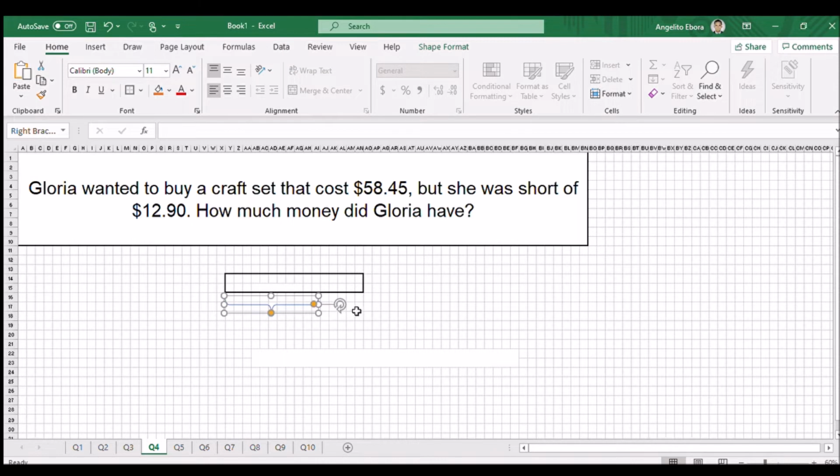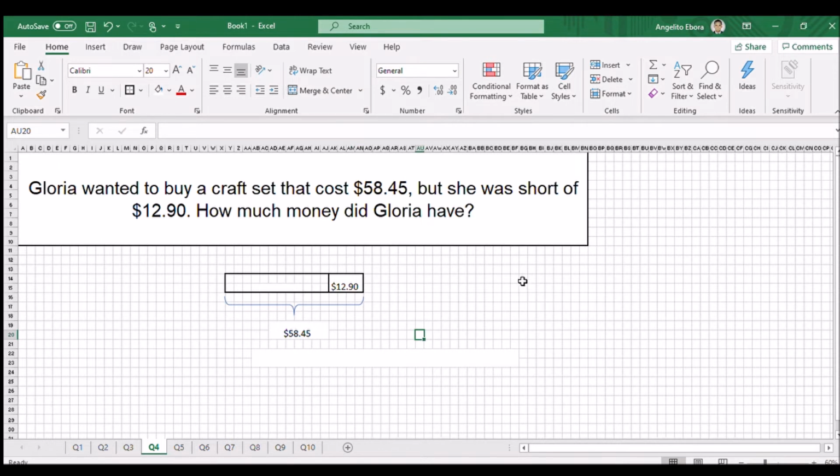So again, all together is, because that's the amount of money that we have. Okay, I mean, the price of the craft, $58.45. Okay, so she was short of $12.90. So let's say this is the short, $12.90. Okay? So $12.90.